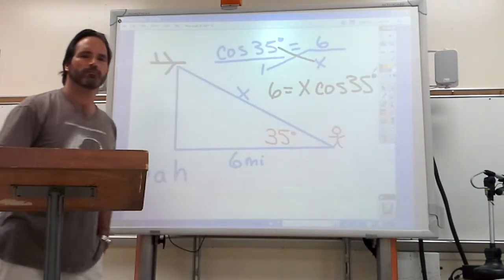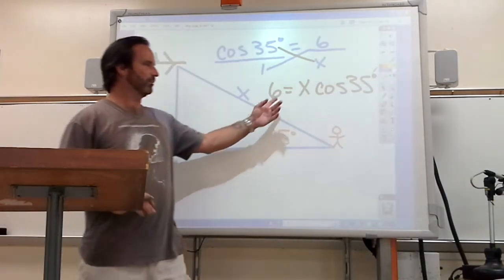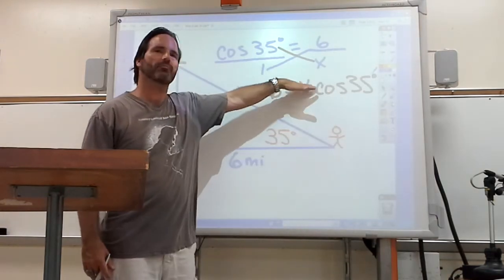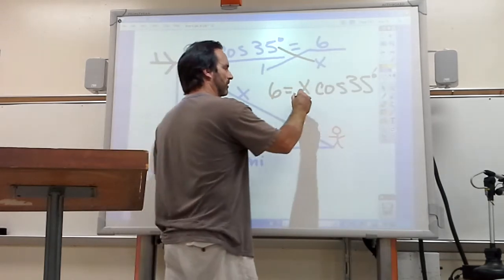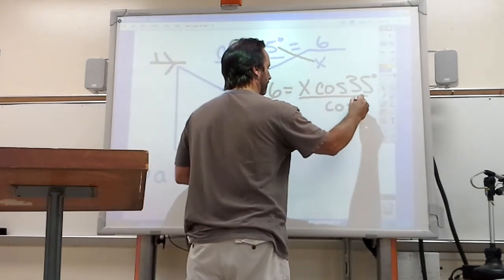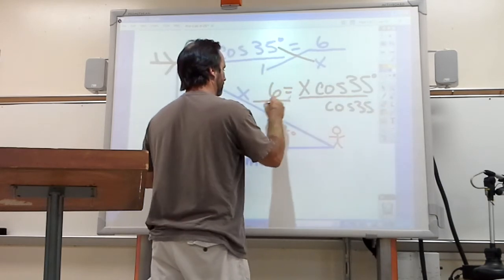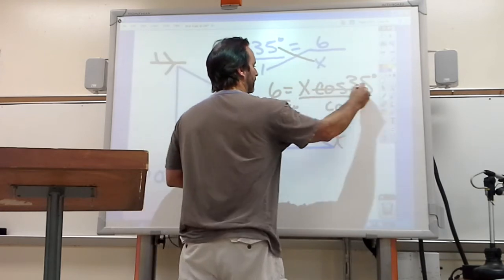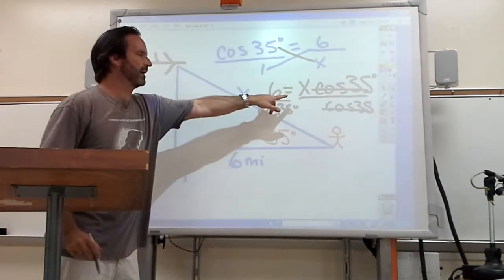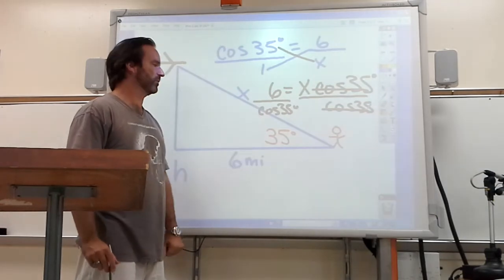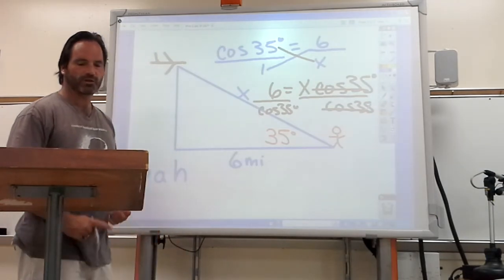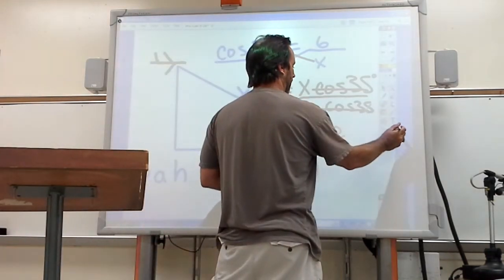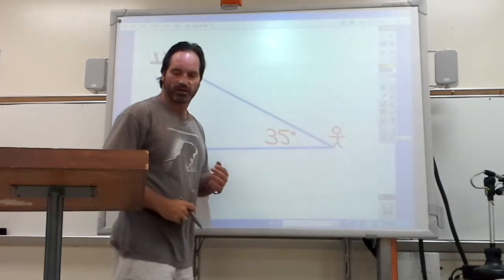Okay? So how do we solve for x again? We want to get rid of the cosine, so we undo it with division. If it's up top, we divide on the bottom. Divide by cosine of 35. And over here I do the same thing. Divide by cosine of 35 degrees. And this cancels out. X equals 6 over cosine of 35 degrees. So we've done tangent, cosine, and let's try a sine problem now.